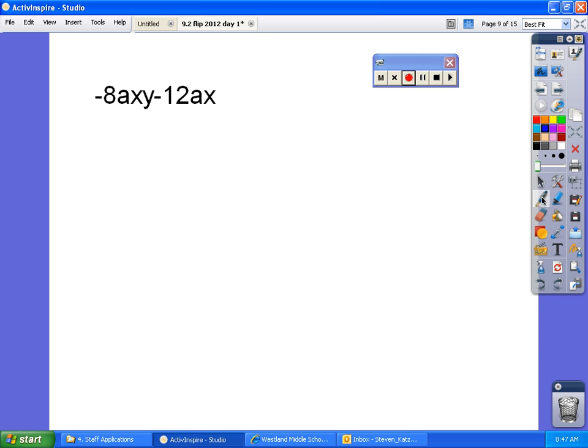Now that you paused the video, let me show you what the answer would be. If you did the prime factorization of -8 and -12, you would have found that they each shared a negative. They each are negative, so they share a -1. And I know that 4 is the greatest common factor of both of them. So they each share a -4, and they have one a and one x. So the GCF is -4ax.